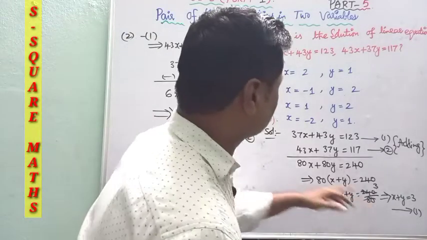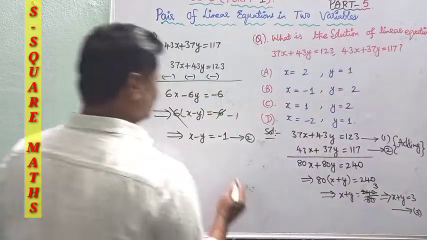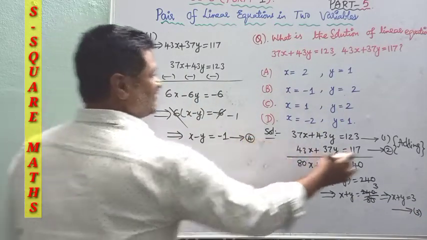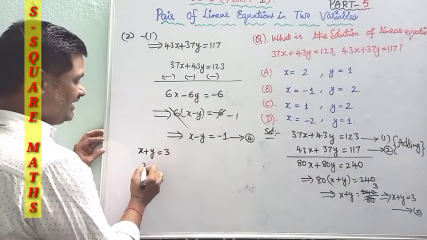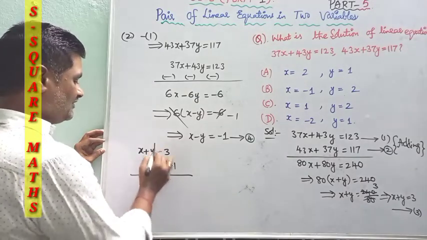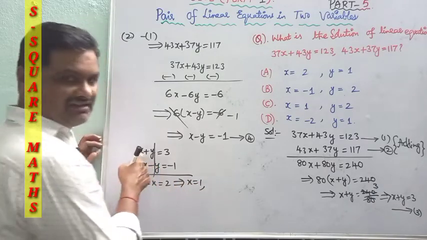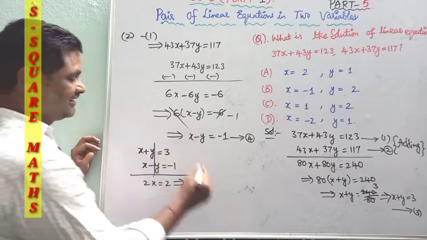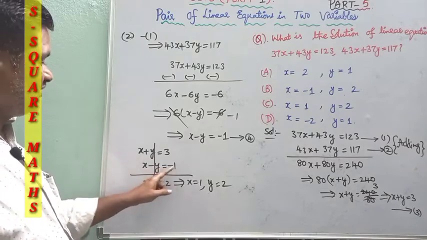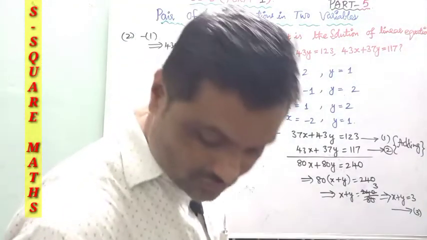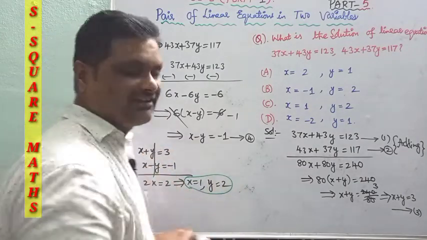Solving equations 3 and 4, which are the equations we got from treating the first and second equations, we have x plus y is equal to 3 and x minus y is equal to minus 1. So, 2x is equal to 2, x is equal to 1. If x is equal to 1, then 1 plus y is 3, so y is equal to 2. Check: 1 plus 2 is 3 and 1 minus 2 is minus 1. So, this is the solution for the given equations: x is equal to 1 and y is equal to 2.